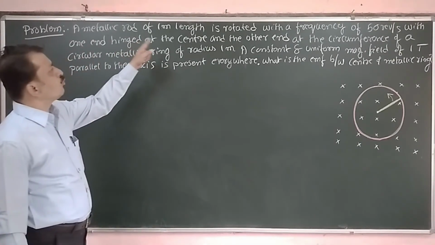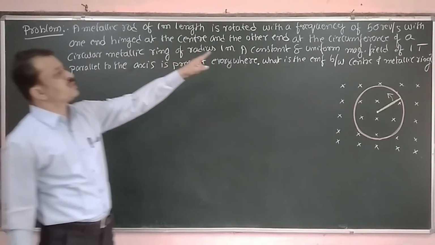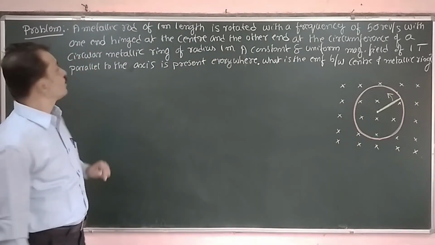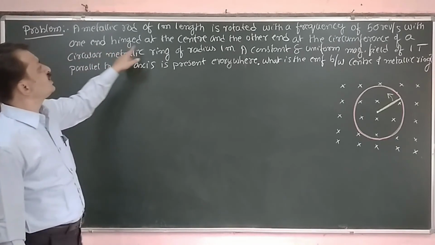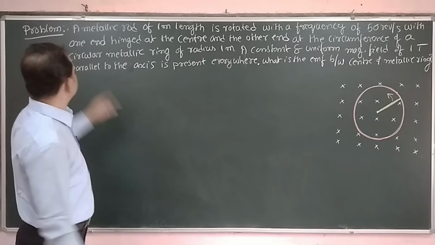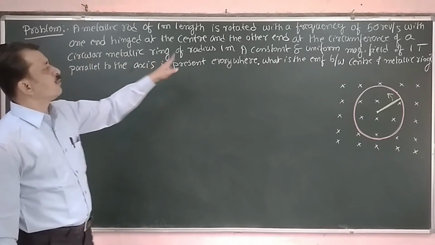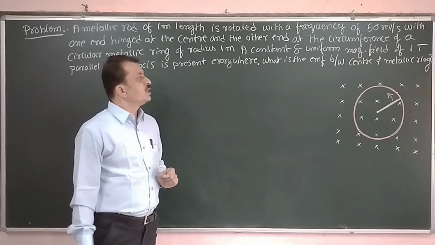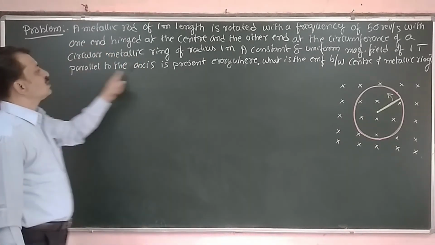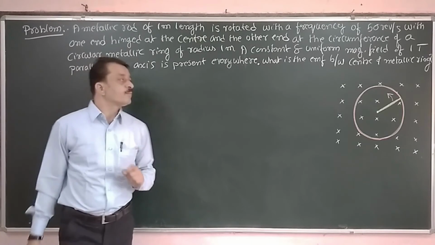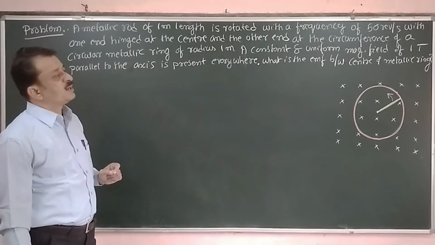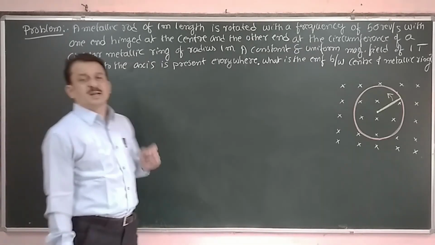A metallic rod of 1 meter length is rotated with a frequency of 50 revolutions per second, with one end hinged at the center and the other end at the circumference of a circular metallic ring of radius 1 meter. A constant and uniform magnetic field of 1 Tesla parallel to the axis is present everywhere. What is the EMF between the center and metallic ring?